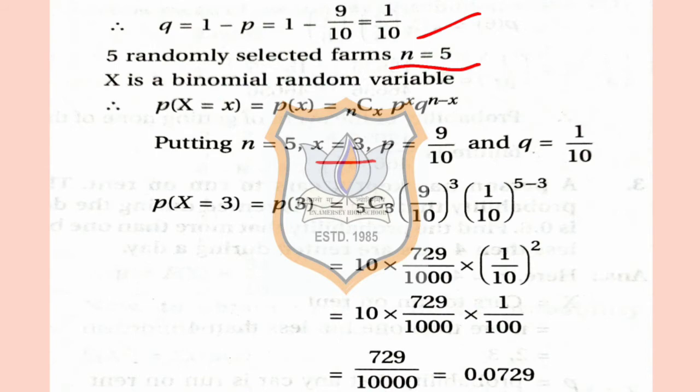So let us find P3. P3 is 5C3, 9 by 10 to the power 3, 1 by 10 to the power 5 minus 3. 5C3 is 10. 9 raised to 3 is 729. 10 raised to 3 is 1000. And we will have 1 by 10 to the power 5 minus 3, that is 2. So 10 into 729 by 1000 into 1 by 100 will give us 0.0729.